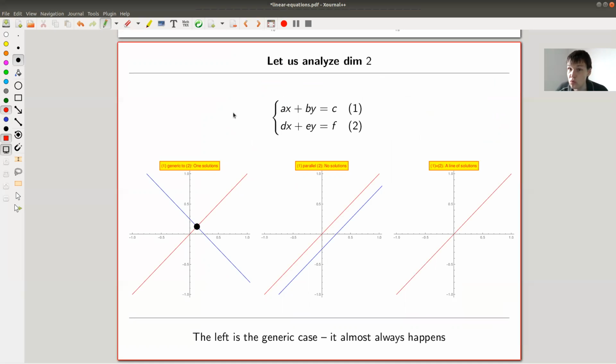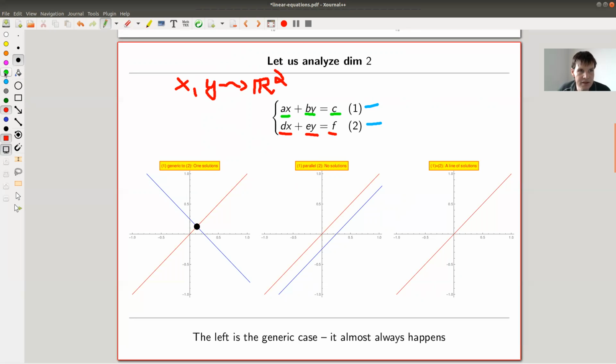Now let's have a look. What happens if you have two linear equations? Here, 1 and 2. I've chosen some specific coordinates down here, but it doesn't matter so much. You have a times x plus b times y equals c, my first linear equation, and d times x plus e times y equals f. The first thing you should observe is that I have variables x and y. So actually, I'm working in R2 here, and I have a system of two linear equations.